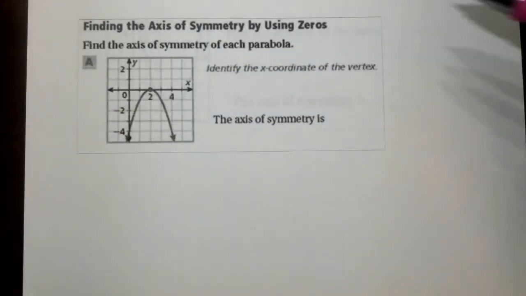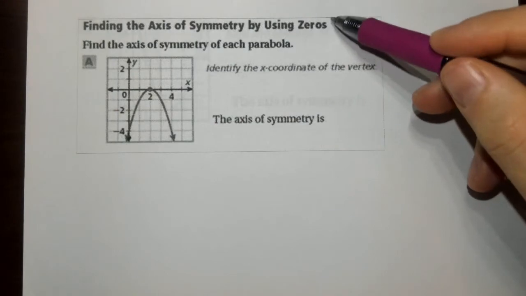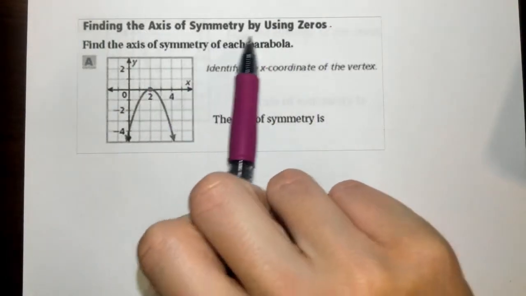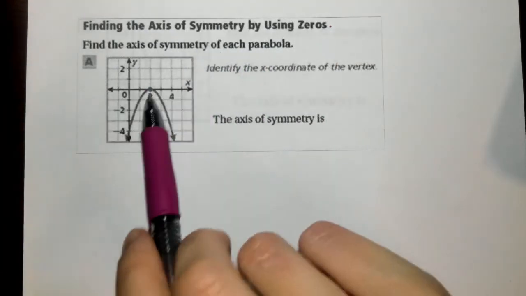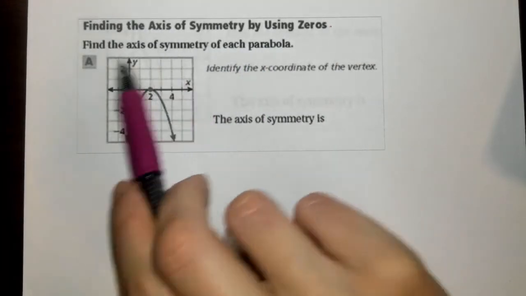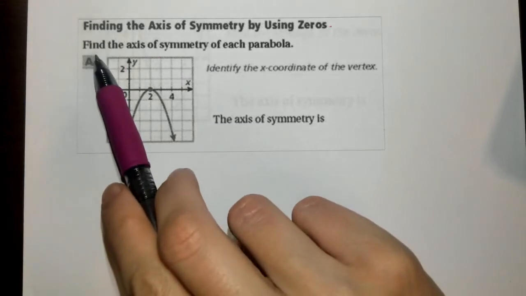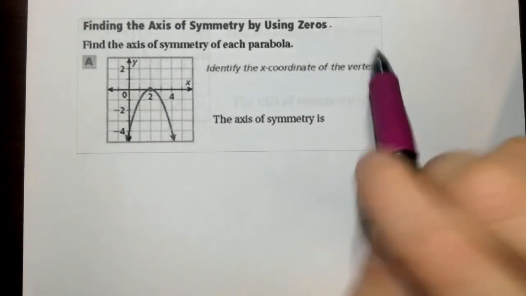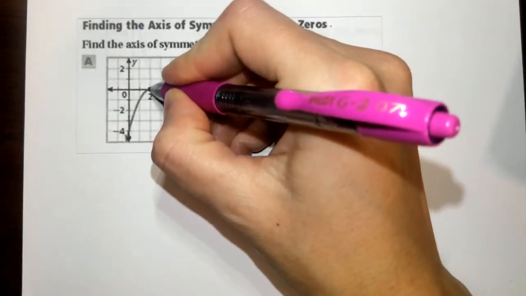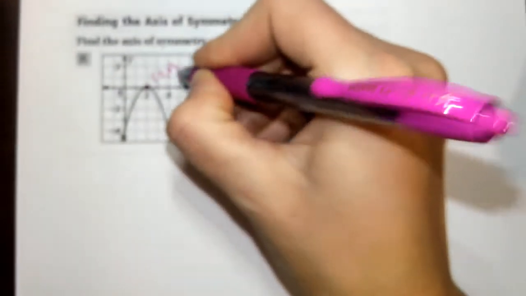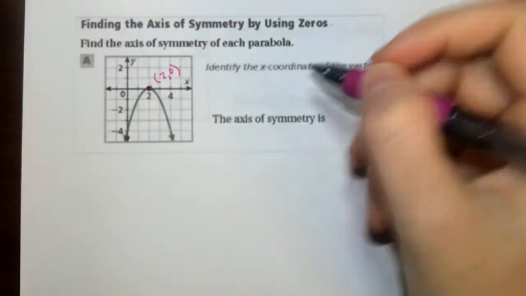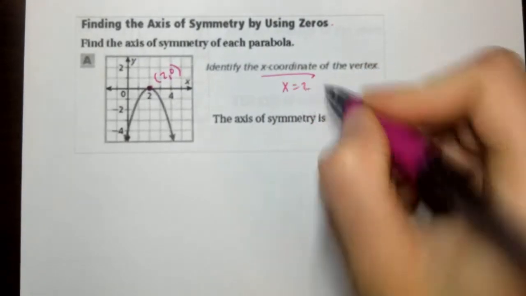So if I give you a graph and I ask you to find the axis of symmetry by using the zeros, you won't really be using this method very much. It's just kind of showing you on a graph how they relate. So I would make a note of this picture and that you're finding the axis of symmetry. So identify the x-coordinate of the vertex. So this vertex here is 2, 0. That ordered pair of this highest point in this case is 2, 0. So the x-coordinate is 2.